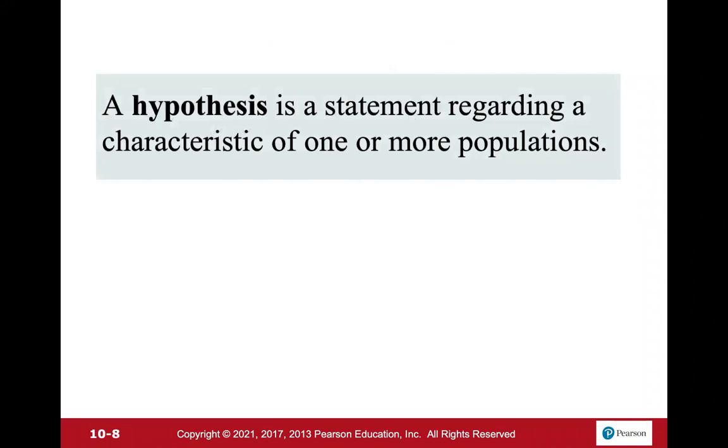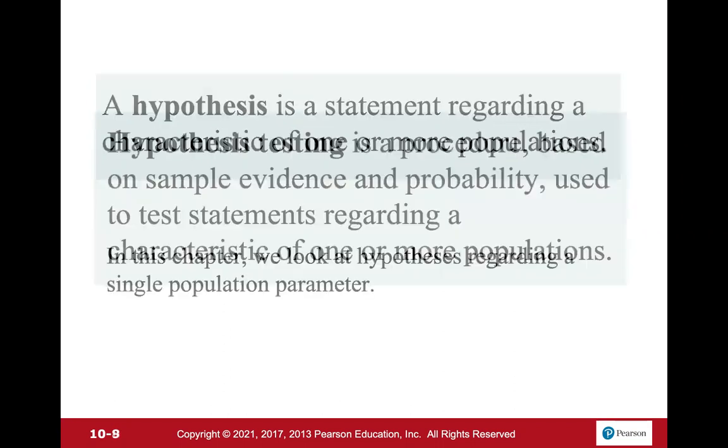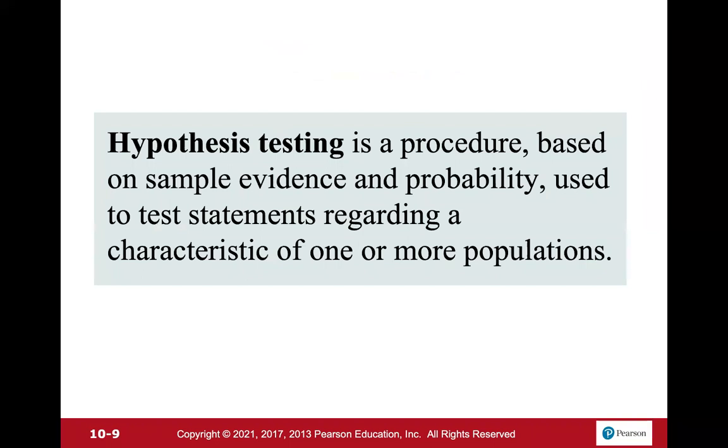And that leads us to the definition of hypothesis. A hypothesis is a statement regarding a characteristic of one or more populations. In this chapter, we look at hypotheses regarding a single population parameter. Hypothesis testing is a procedure based on sample evidence and probability used to test statements regarding a characteristic of one or more populations.